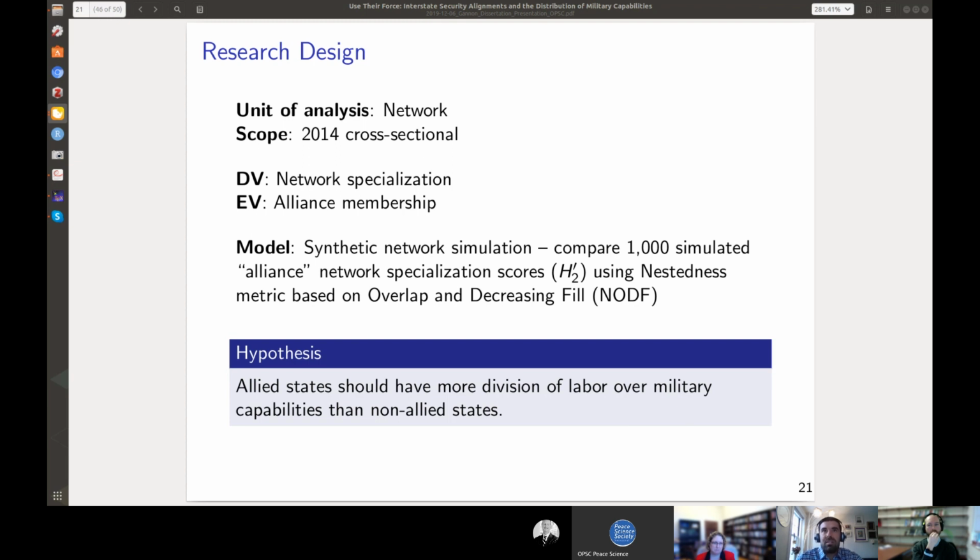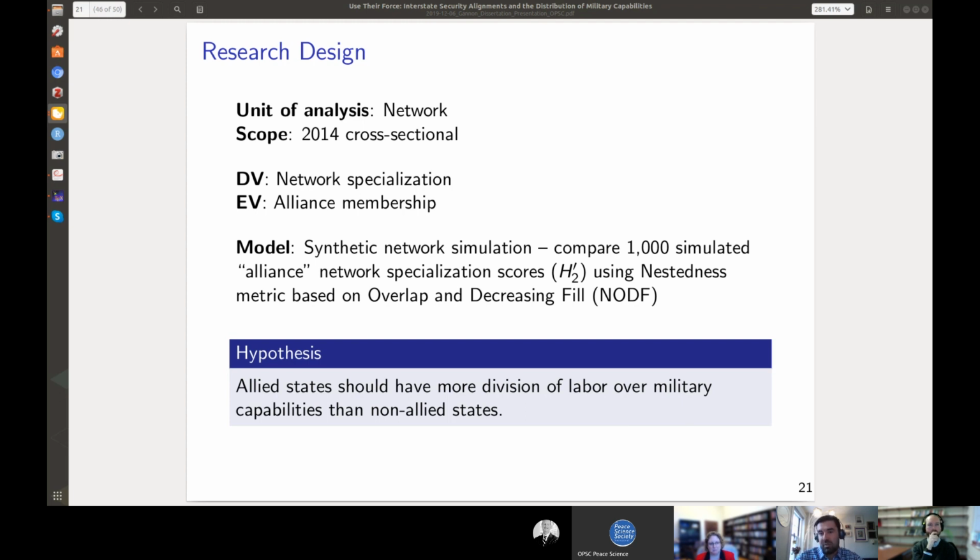So the model is a synthetic network simulation where I take 1,000 random configurations of states, I pretend that they are alliances, and I give that quote-unquote alliance a score for how specialized it is. What is the division of labor that they have? That is done using a nested metric based on overlap and decreasing fill, an ODF score. That's basically just the opposite of a network specialization score. And what I do is I then compare those simulations to the actual alliances that exist in the year 2014 and see what's the difference.